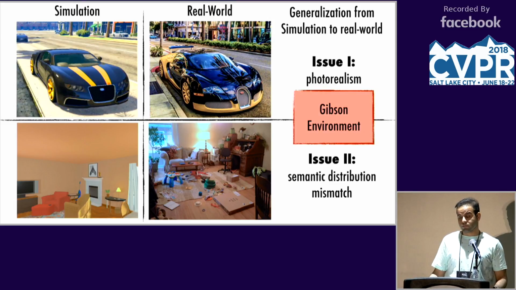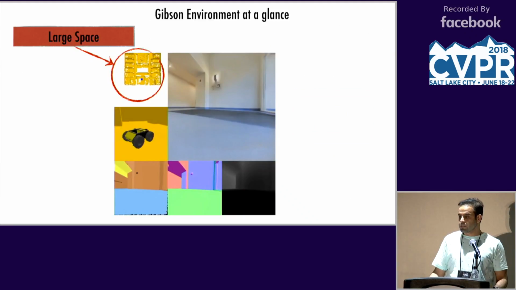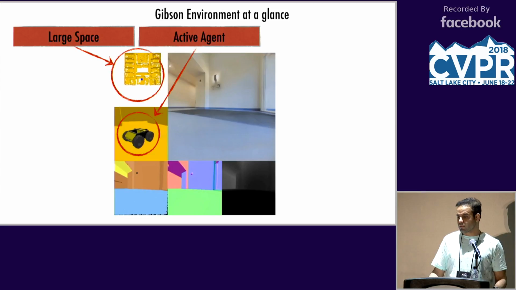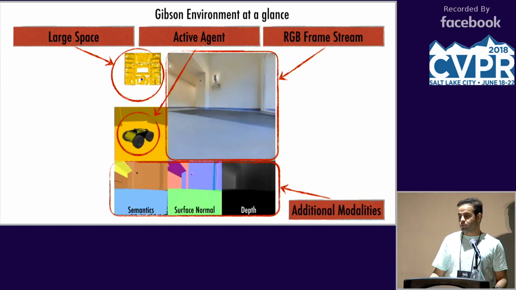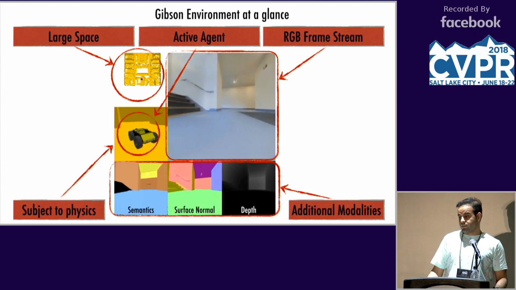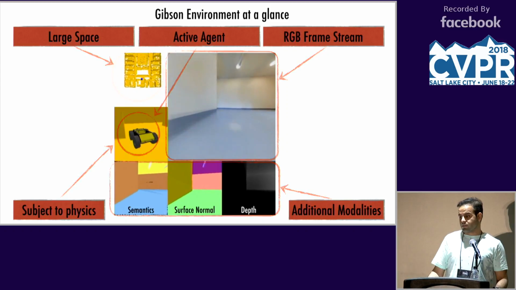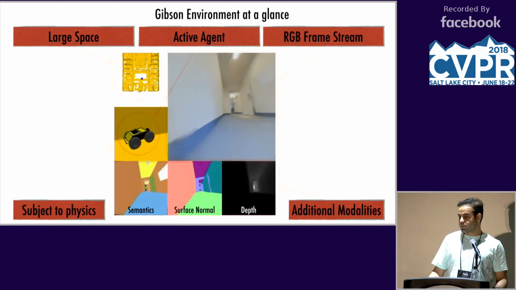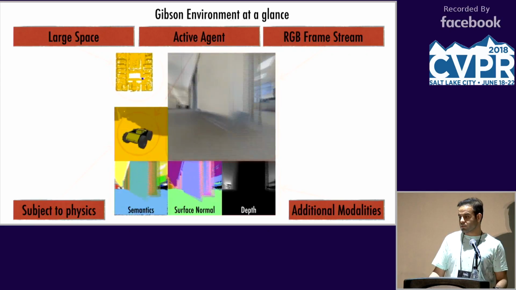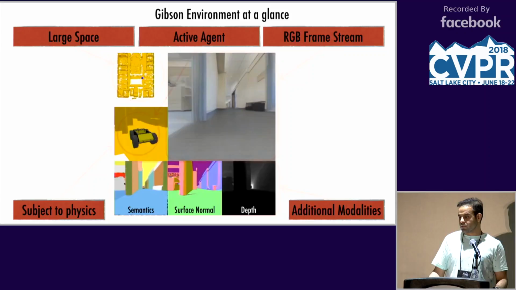So we propose Gibson to get around some of these issues. So here's Gibson at a glance. There's a larger space. There's an active agent in it that can freely move around. The agent receives a stream of RGB frames as if it had an onboard camera, and some additional modalities like semantics or depth. It's also subject to constraints of physics like gravity and collision. Here you can see, for instance, a Husky agent that is virtually driving around Stanford's Gates building. It hits the walls a few times and struggles, and ultimately it stops right here.